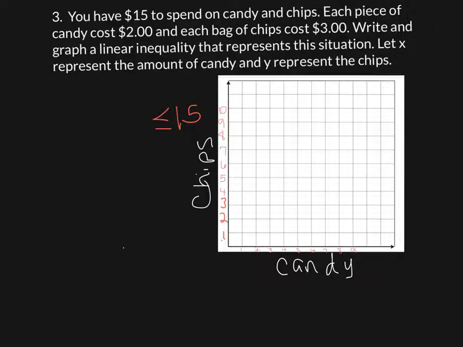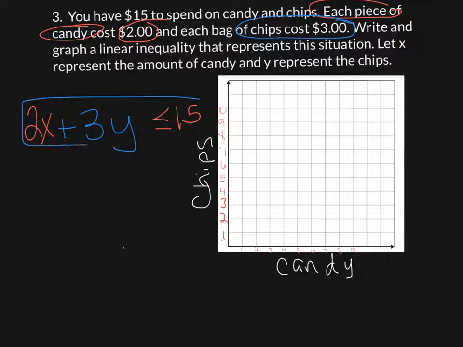Okay, so we know here that $2 for candy, for each piece of candy. So that would be a 2x. Okay, and then we have $3 for chips. So that'd be plus 3y. Okay, so there's my inequality. And now I want to graph it. Okay, now if you notice I only have quadrant 1 because we can't have a negative bag of chips or a negative candy.